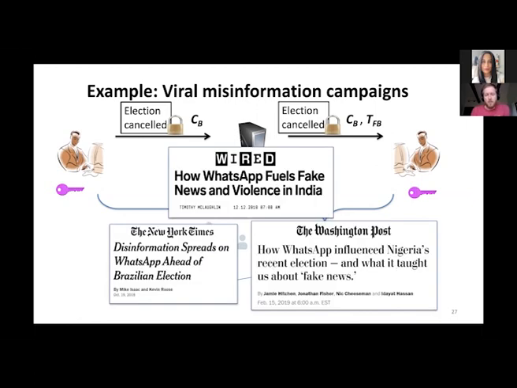In fact, it has had lots of problems, particularly on WhatsApp, which faced a lot of these viral misinformation campaigns, both related to elections as well as other rumors that led to violence and other issues. And it's something that we would really like to have moderation tools that can help us combat.